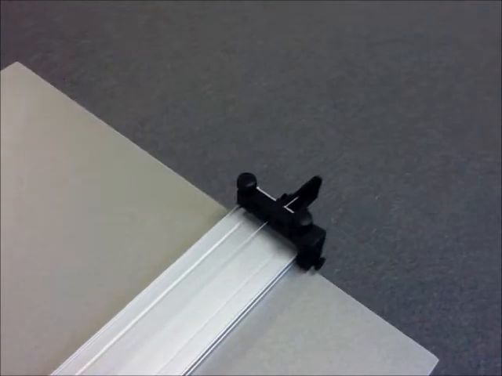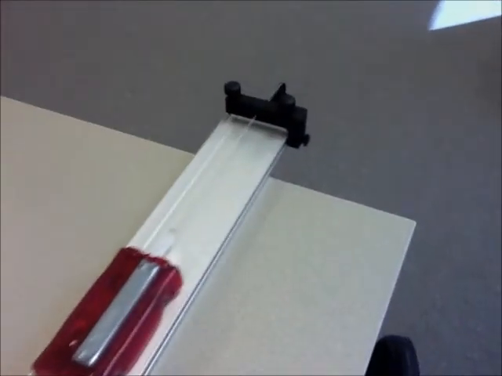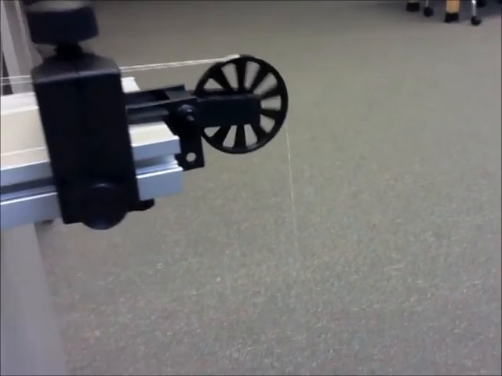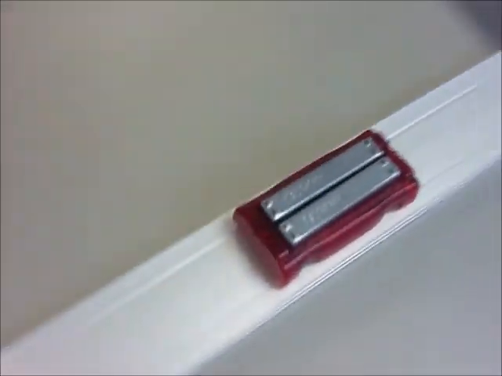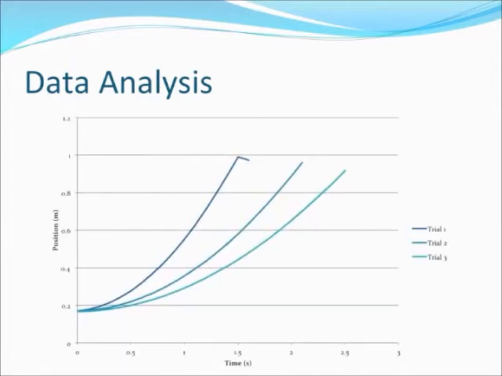In this lab, you will use a mass on a pulley system to pull a car down a track. You will use a distance sensor to record the car's position as it progresses down the track, and then you will add mass to the car and repeat the process.